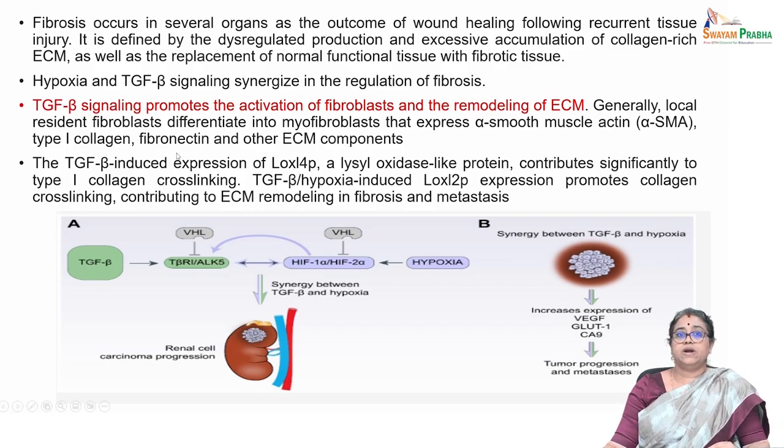They also express type 1 collagen, fibronectin, and other ECM components. So the fibroblasts will be differentiating into myofibroblasts, producing type 1 collagen, fibronectin, and other ECM components. And the TGF-beta induced expression of another protein called LOXL2, which is a lysyl oxidase-like protein, contributes significantly to type 1 collagen cross-linking, which increases the collagen production in that particular area. So the TGF-beta and hypoxia induced LOXL2 expression promotes collagen cross-linking, leading to ECM remodeling and leading to fibrosis and metastasis.